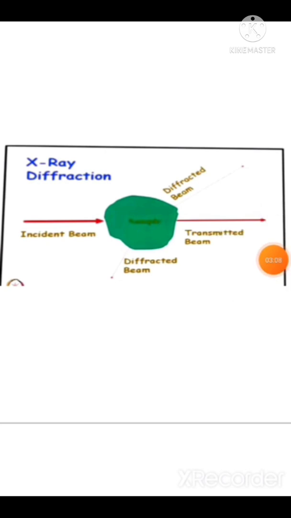It means that whenever we take any type of sample, the incident monochromatic X-ray beam falls on the sample, and due to this it will transmit some portion of the incident beam and also diffract or reflect some portion of the incident beam in all possible directions. Okay, this diagram clearly shows us the X-ray diffraction.